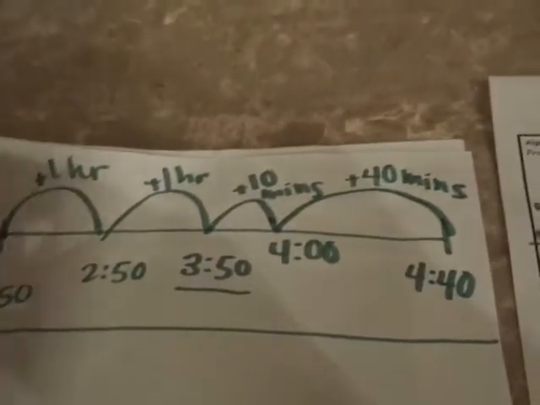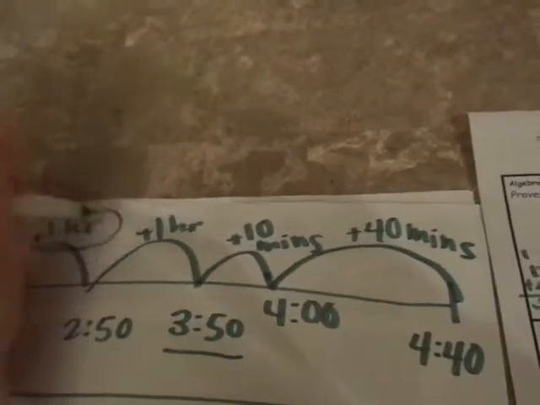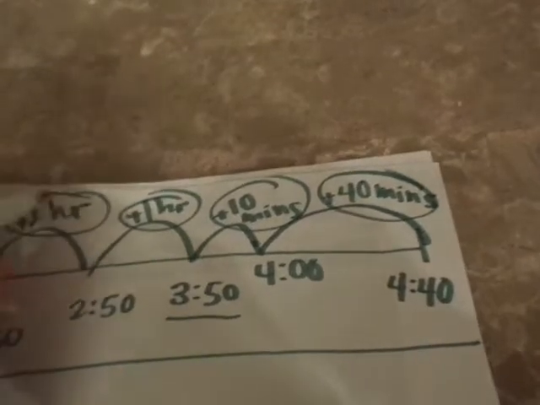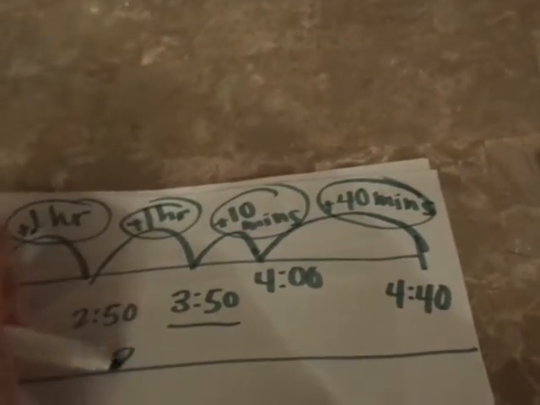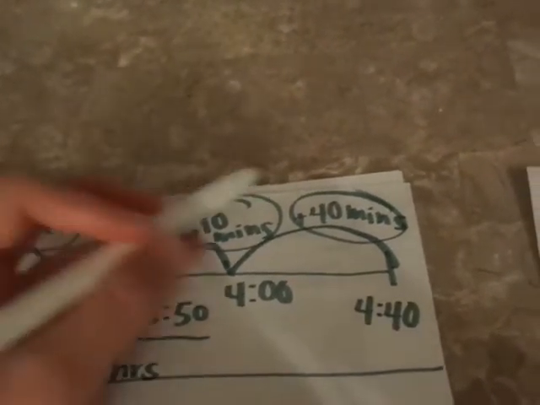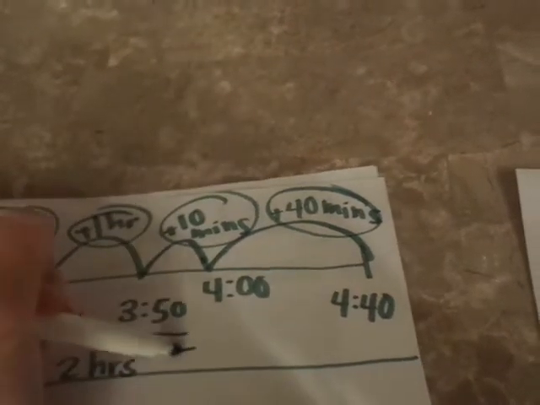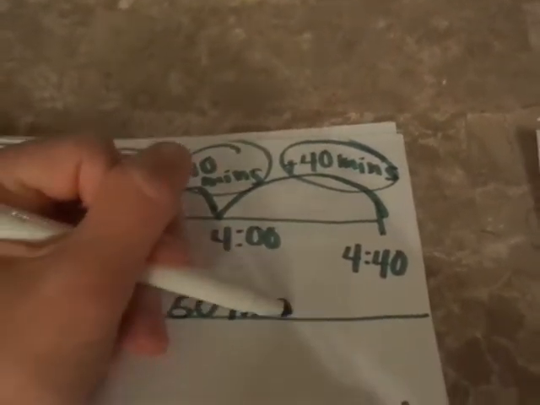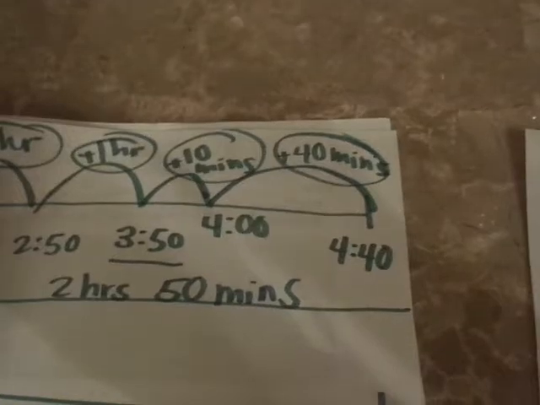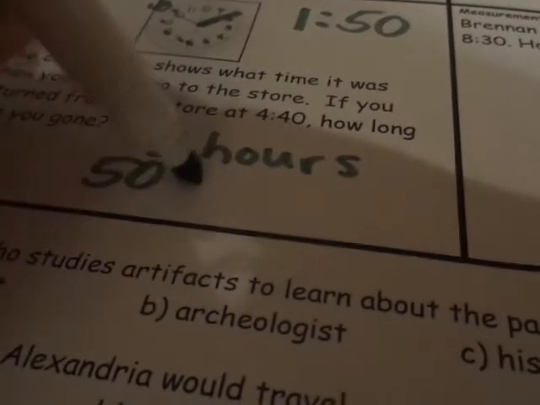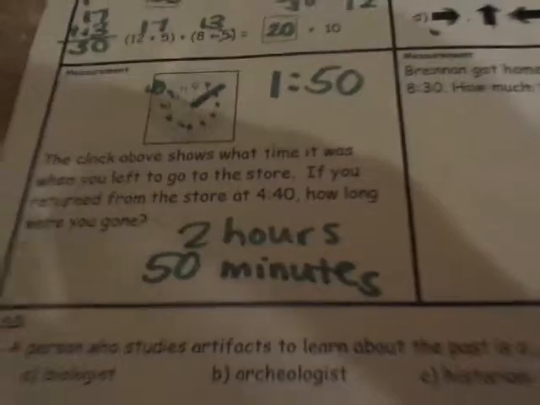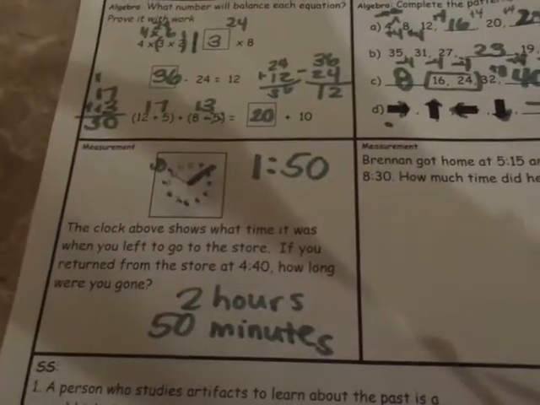Okay, now that I did that, I count up how much time I jumped here on my number line. So I jumped 1 hour, 2 hours, 10 minutes plus 40 minutes is 50 minutes. So, person, you were at the store 2 hours and 50 minutes. And this timeline will be your friend when helping you figure out the time questions.